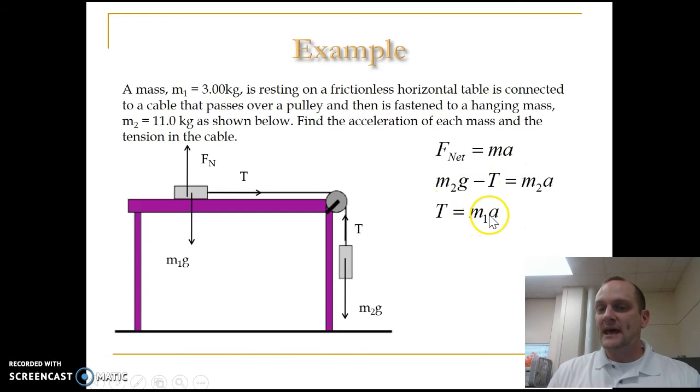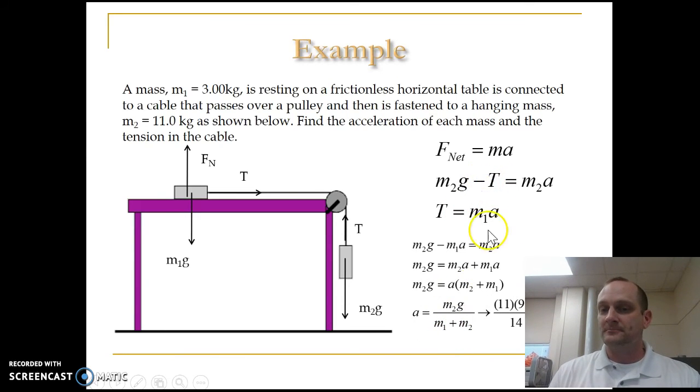Well, I know tension equals m1a, so I'm just going to take this m1a and plug it in for the tension up here. I'm going to substitute. So when I do that, I get m2g minus m1a equals m2a. Rearrange it a little bit. I'm going to move this term, this minus m1a, to the other side. I want to get all the terms that have an a on the same side. So I just add it over to the other side.